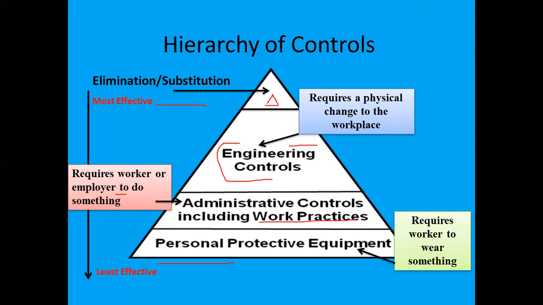Next, personal protective equipment. Here it requires a worker to wear something. Means anything related to the body, any protective equipment like apron, helmet, gloves, shoes, spectacles. So these are some of the personal protective equipment that the employer or a worker, whoever it is, will use while they do the job. So these are some of the hierarchy controls.